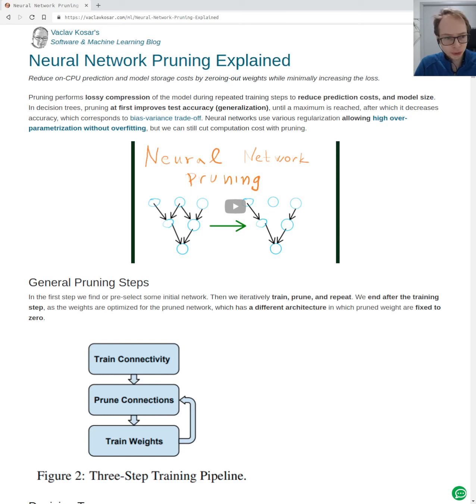Neural network pruning explained. Reduce on-CPU prediction and model storage cost by zeroing out weights while minimally increasing the loss.